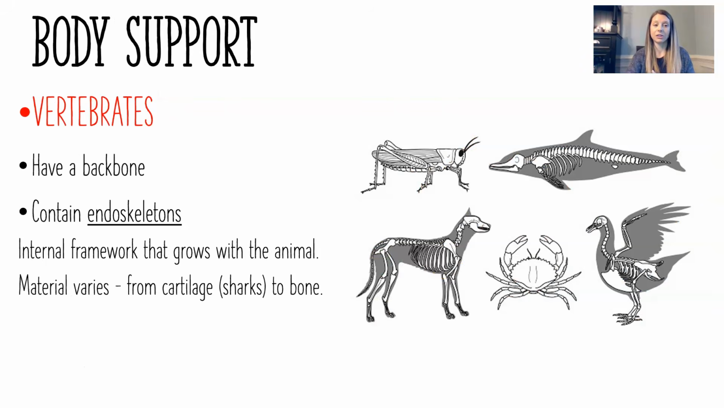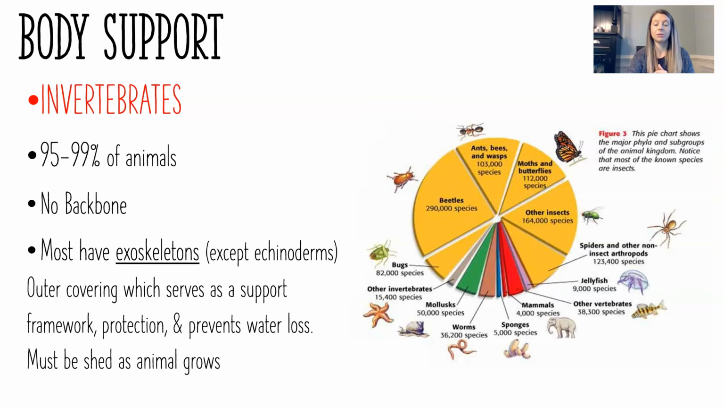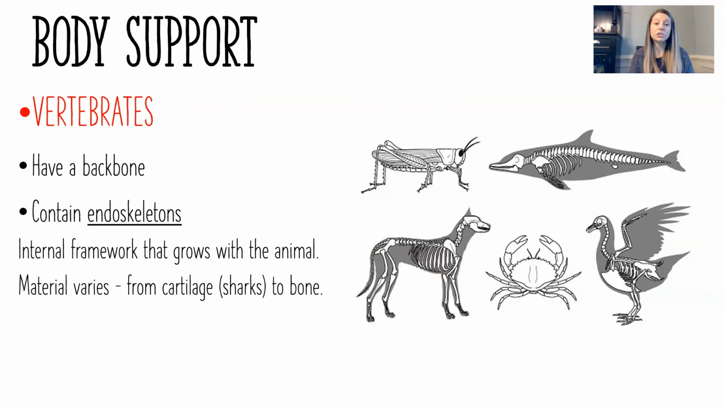Your other major category of animals are vertebrates, which are much fewer in number. You can see on this slide here would be your mammals and other vertebrates, very small in numbers compared to our invertebrates. Those do have a backbone, and they contain endoskeletons, or skeletons on the inside. This is an internal framework that grows with the animal, so we obviously don't have to shed our skeleton as we grow. It grows with us. What the skeleton is made of can vary from cartilage, like in sharks and stingrays, to bone, like in us. Here are examples of invertebrates, and these are examples of vertebrates with endoskeletons.